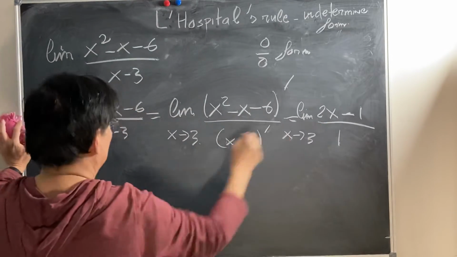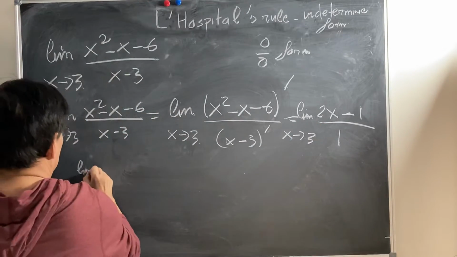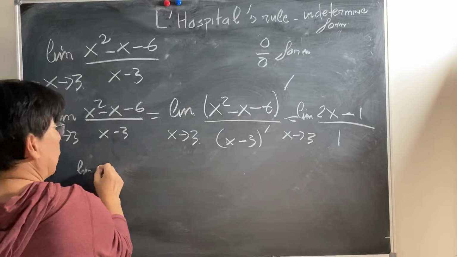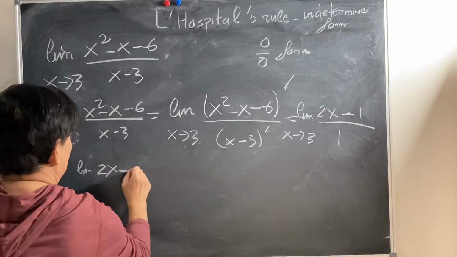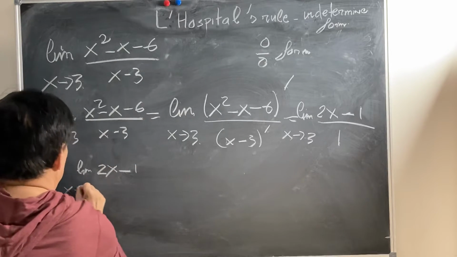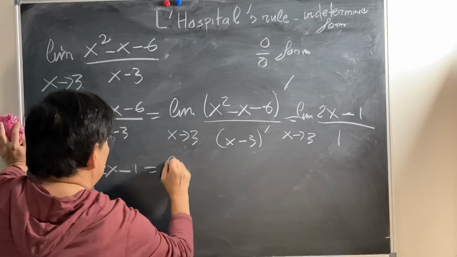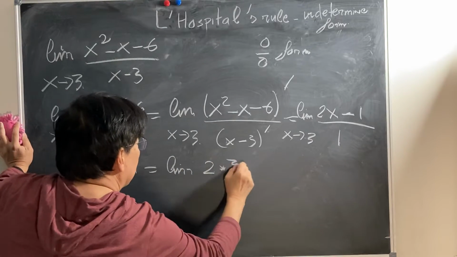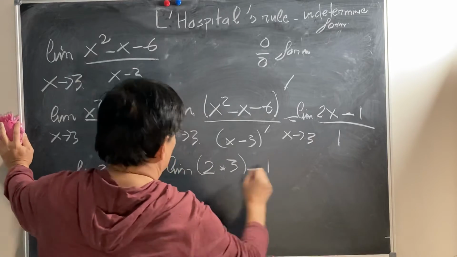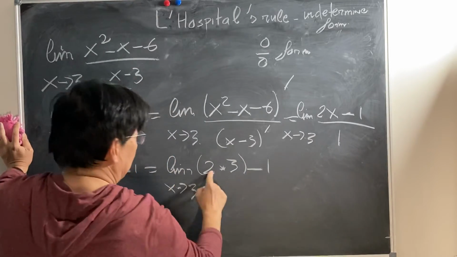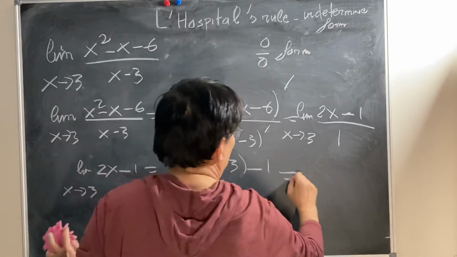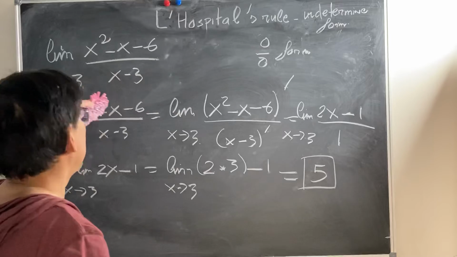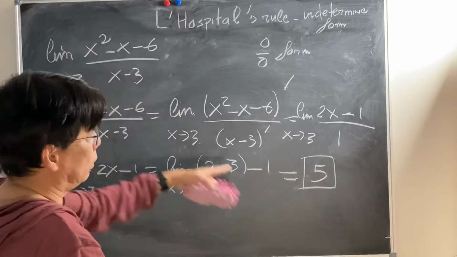Now you can substitute x equals 3 in here. The limit of 2x minus 1 as x goes to 3 equals 2 times 3 minus 1. 2 times 3 is 6, and 6 minus 1 is 5. So the answer of this limit is 5.